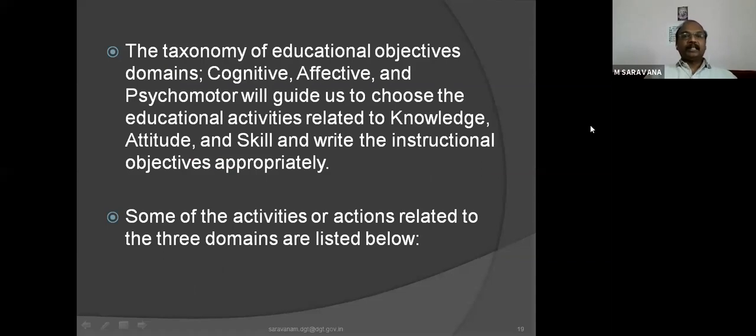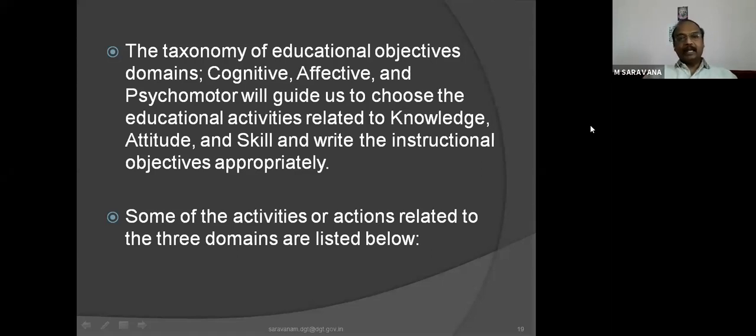Now we see the cognitive domain, affective domain, and psychomotor domain, which are related to knowledge, attitude and skill. We are going to prepare the lesson plan for knowledge and the demonstration plan for skill-related statements, that is, instructional objectives. These cognitive, affective, psychomotor domains will guide us to choose the educational activities related to knowledge, skill and attitude. Because the domains are called the taxonomy of educational objectives.